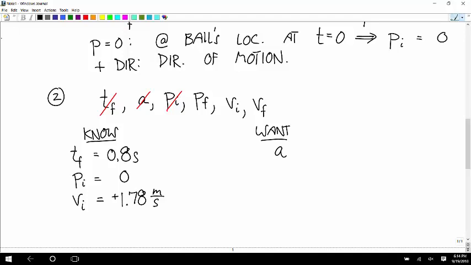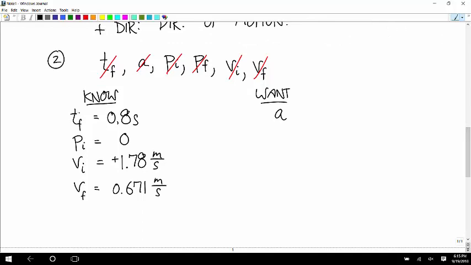And then do we know the velocity at time final? Yep, that's right. So 0.671 meters per second. Okay, so we went through that whole list. This is what we want. These are what we know. And now we're looking for one of those three constant acceleration equations that has A in it, and anything else that shows up in that equation is known.